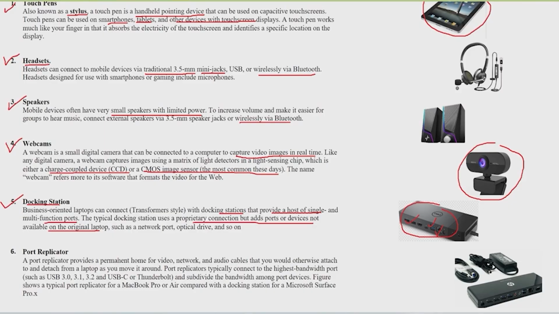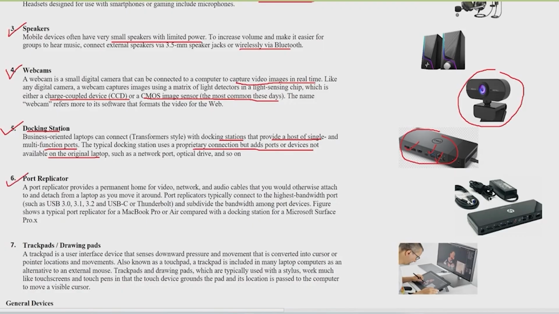I will connect that docking station, and then I can connect that LCD and new devices to the docking station. Port replicator. So a port replicator is basically providing a permanent home for video, network, and audio cables that you would otherwise have to detach from the laptop and move around. What is meant by this?